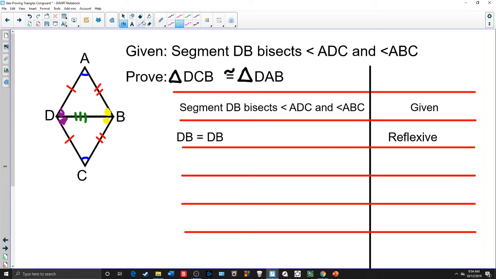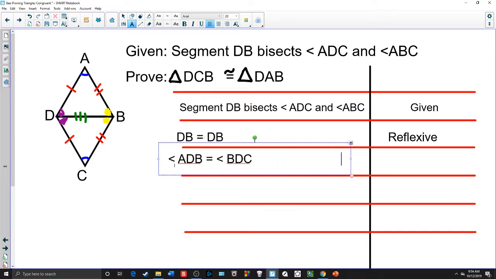Remember, bisectors are basically midpoints for angles. Bisectors split angles in half. So if DB bisects this big angle here, that means that this top half has to be congruent to the bottom half because it's bisected, it's cut in half. So I can say that angle ADB is equal to angle BDC. And how do I know that? Well, that's by definition of bisector. That's what an angle bisector does. It cuts the angle in half, therefore the top half must be equal to the bottom half.